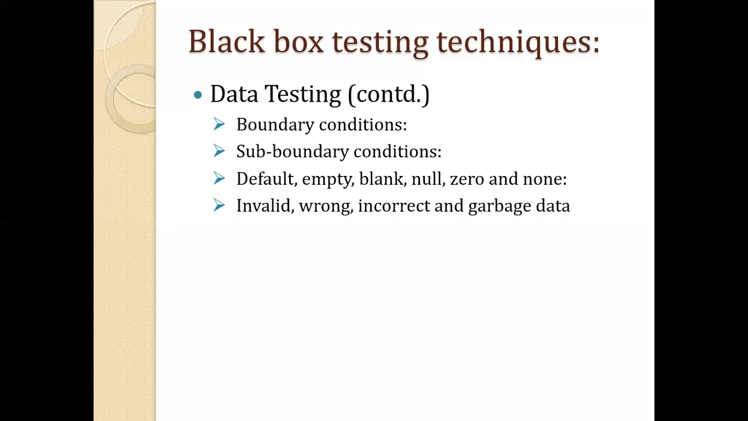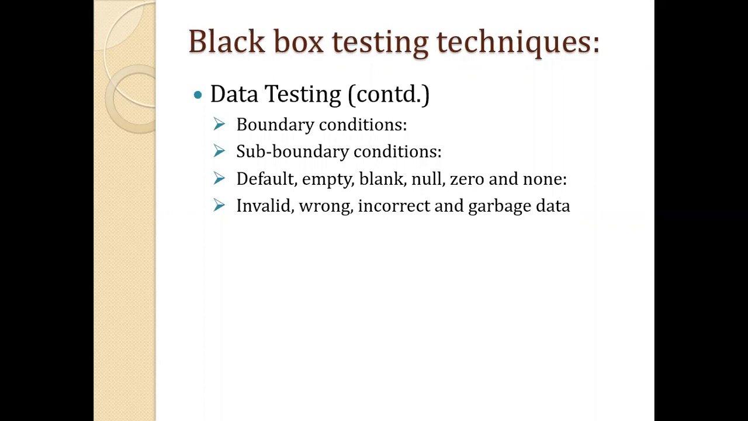So boundary value means at the edge, whatever value will be given from your data will be promptly checked. In cases like an array or a stack, this particular thing will be rigorously checked. Then sub-boundary conditions.